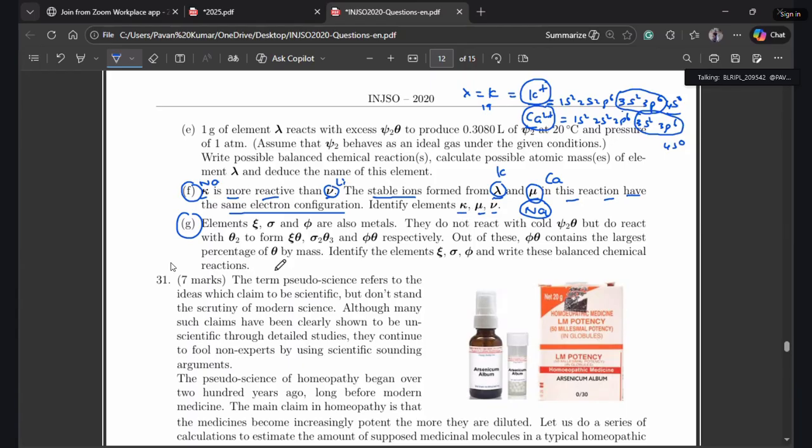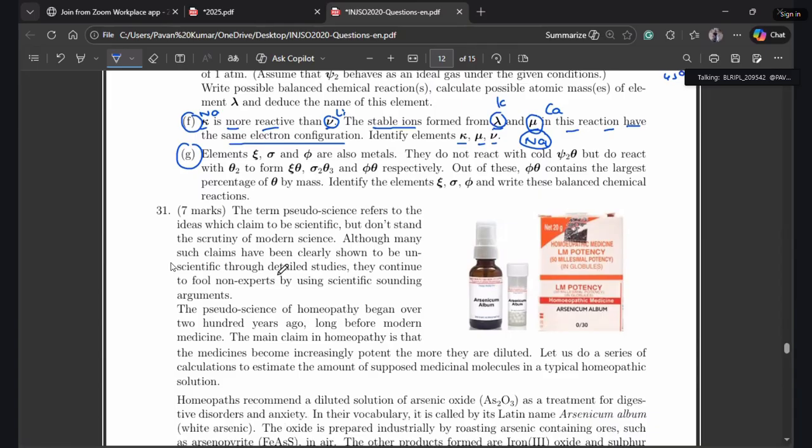Now we are going to solve the last question in this particular session. This is also one type: epsilon, sigma, phi are also metals. They don't react with cold water. This particular concept is given in the NCERT 10th standard textbook. Which metals will react with cold water? Which metals react with hot water? Which metals react with steam? Yeah, tell me.